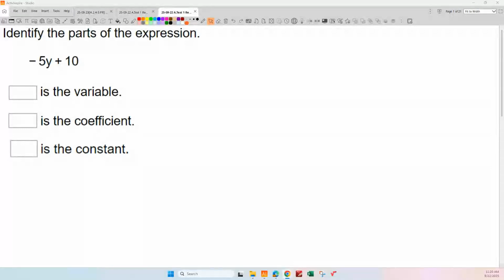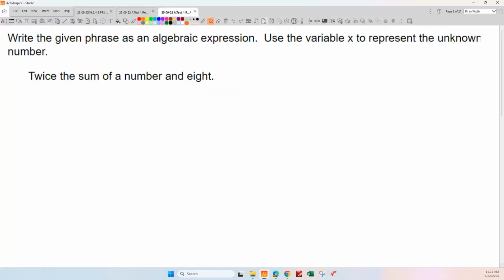Peter, what's the variable in that expression? It's y. I agree. It's y. What's the coefficient, Michaela? Negative 5. Everybody, what's the constant? 10. Okay, take a look at that real quick. Get your bearings.